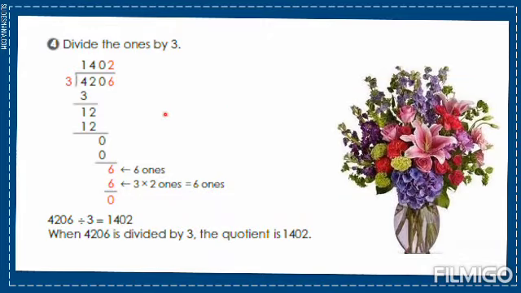So here is now step 4. So let us divide the ones by 3. So now let's bring down the 6. 6 divided by 3 equals 2. 2 times 3 equals 6. Then let's subtract now. 6 minus 6 equals 0. So when 4,206 is divided by 3, class, the quotient there is 1,402.